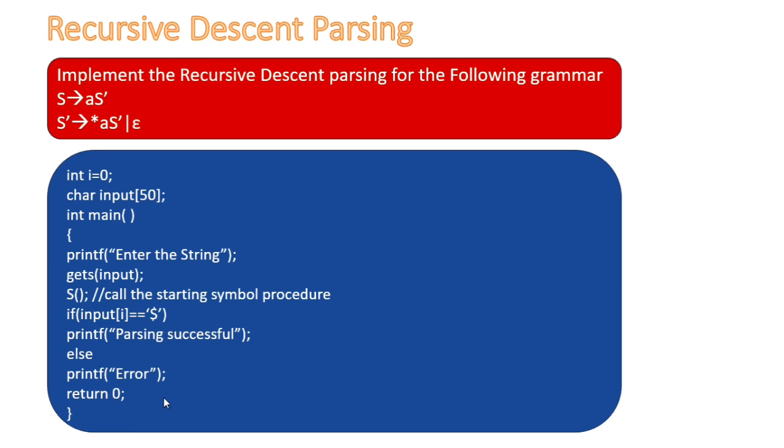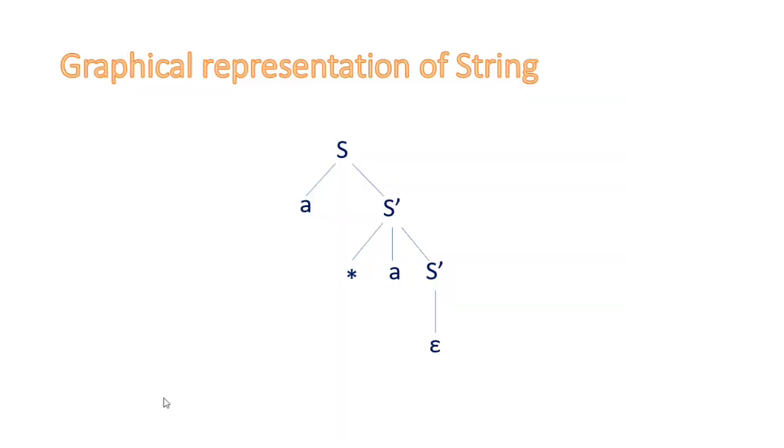If you directly execute this procedure, any string of the format a star a will get executed. Now we will have a graphical depiction of this recursive descent parsing, and understand how to take a valid string. Here S is the starting symbol. S can be expanded as aS', and S' can be expanded as *aS', and S' can also end with epsilon. I am not applying this recursively multiple times, I am applying it just one time.